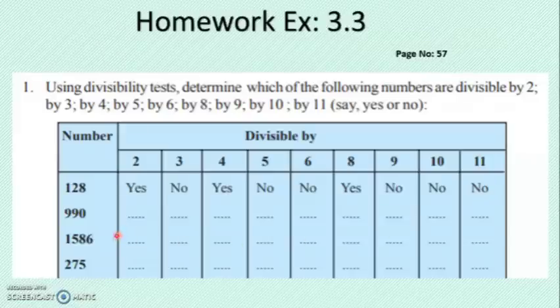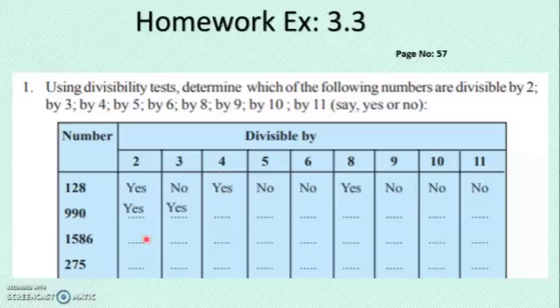Next one, let's see. 990. Again for 2, the last digit we will see. It is 0. So it is divisible. So the answer will be yes. For 3, we add the digits and see. 9 plus 9, 18. 18 plus 0, 18. So is 18 divisible by 3 or not? Yes. So it is divisible.